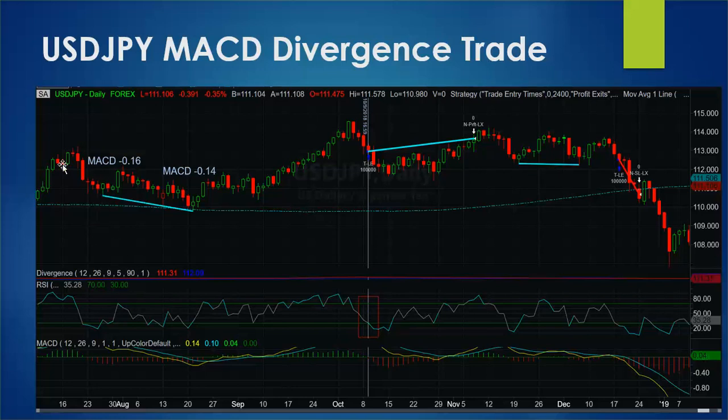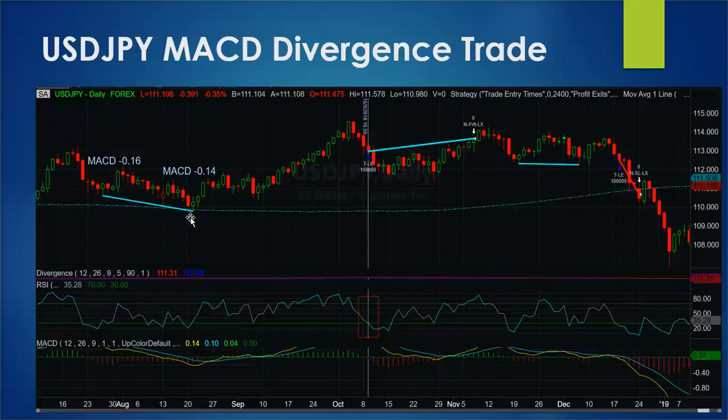Clearly, price has made a new low here, and then it made another new low here. This is obviously lower than that. Okay, so price makes a new low, so the indicator should make a new low. But when you read the MACD histogram reading down here at this bar, it reads negative 0.16. But on this exact bar, the bar that it made the new low, the MACD histogram reading was negative 0.14. Negative 0.16, negative 0.14.